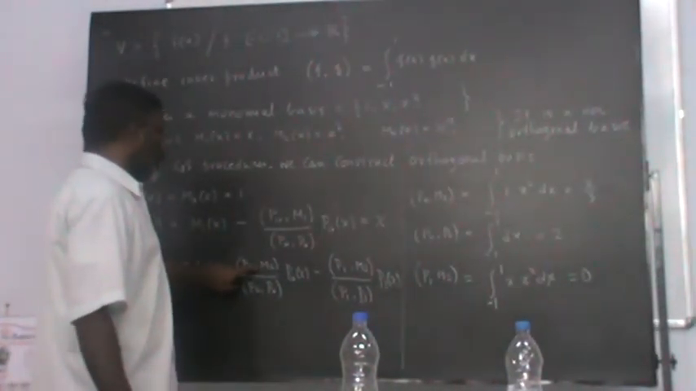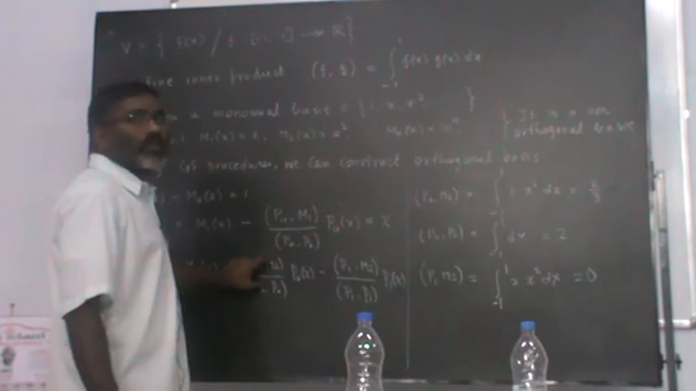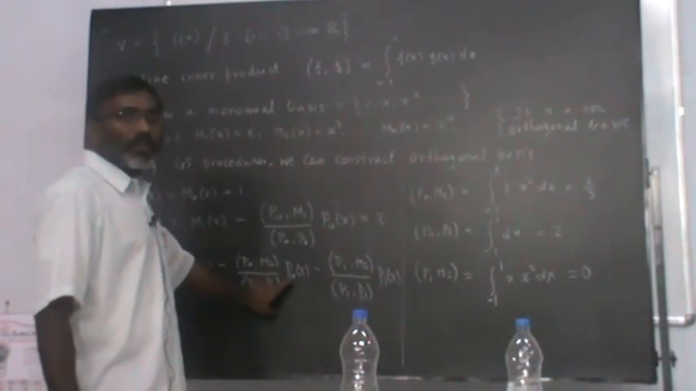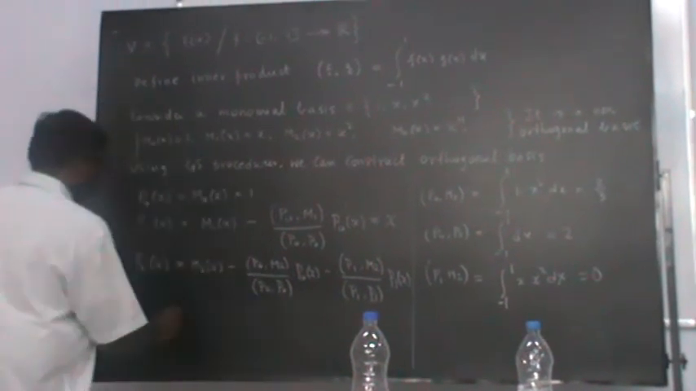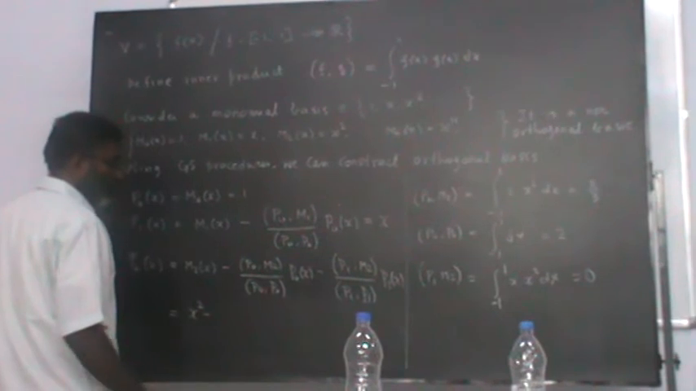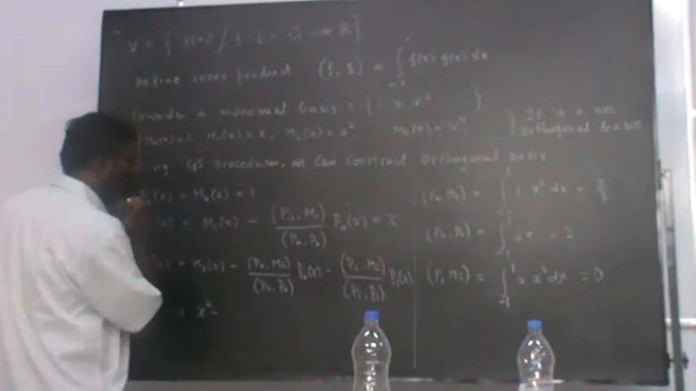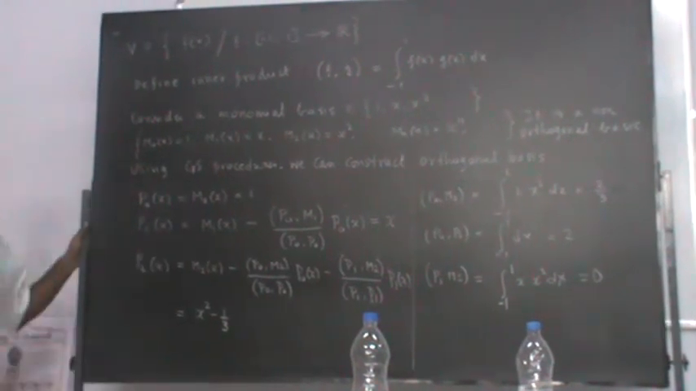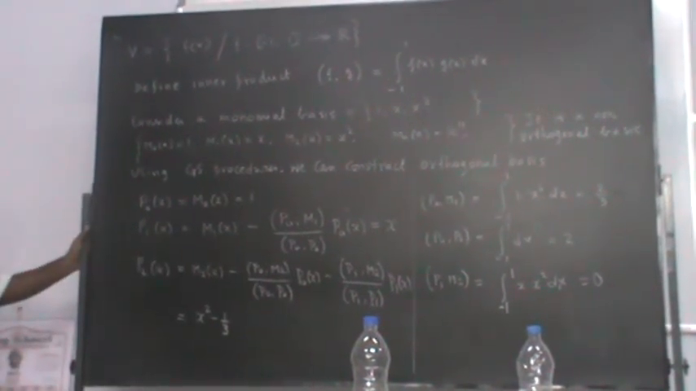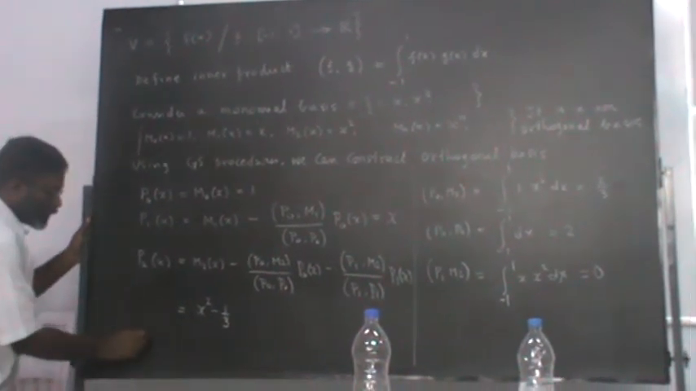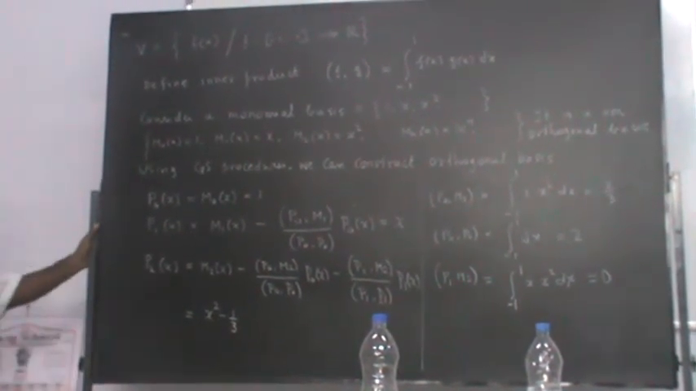Whereas this one contributes 2 by 3 divided by 2, so this is 1 by 3. Into P0, which is 1. So I have P2 of x equal to x square minus 1 by 3. Now I will go on constructing further.